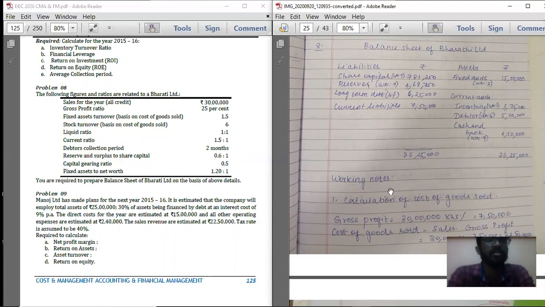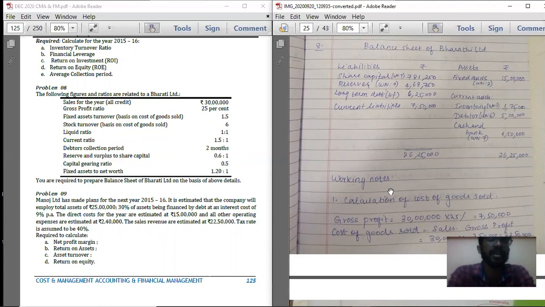Debtor collection period is 2 months. Using this, we can find the debtors. And reserves and surplus to share capital is 0.6:1. They haven't mentioned share capital, whereas they have mentioned total assets. So we can use the total of assets as the total of liabilities, and we can find the equity, share capital and reserves and surplus.